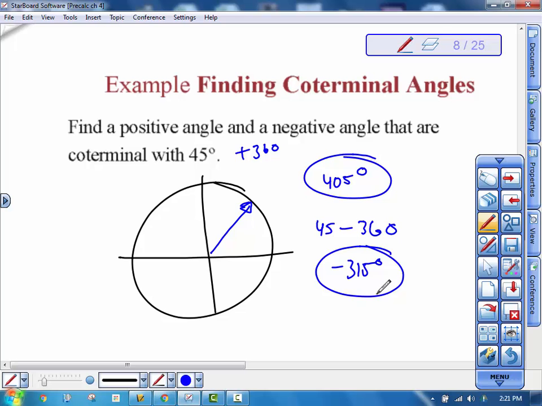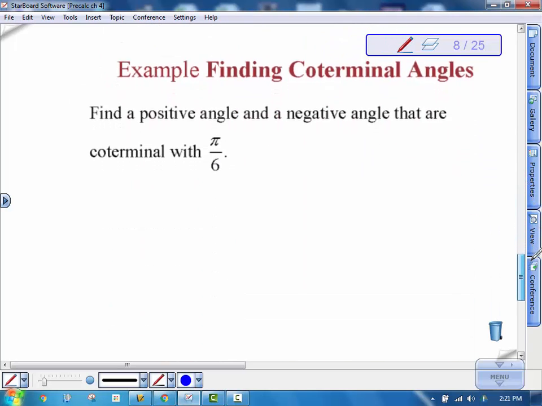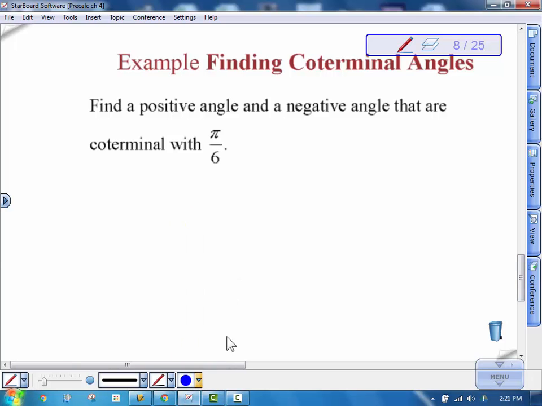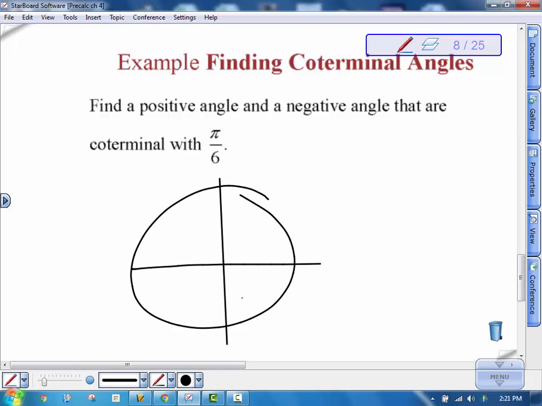One's negative, one's positive. We can do this with radians as well. So let's say we have one like this with pi over 6. Pi over 6, I like to use fractions for that like we did in the unit circle. So divide pi up into 6 parts. 1, 2, 3, 4, 5, 6. And so there's pi over 6 right there.